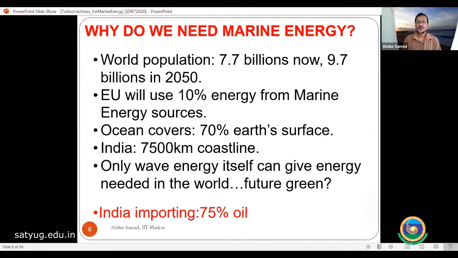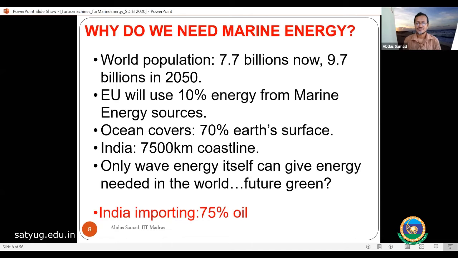So why do we need marine energy? The world population is presently 7.7 billion and it will be 9.7 billion or more by 2050. Anyway, COVID is not affecting it so much. This is a natural growth and it will go on. The European Union will use 10% energy from marine sources by 2035. The ocean covers 75% of Earth's surface and it is storing lots of energy. So if we harvest even a little bit, it will be very good for us.